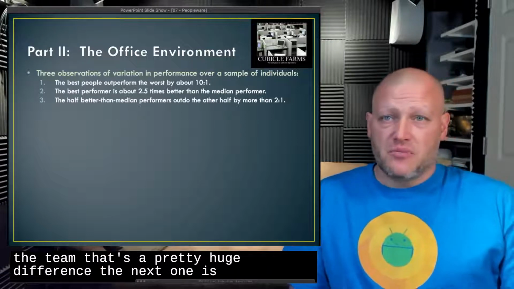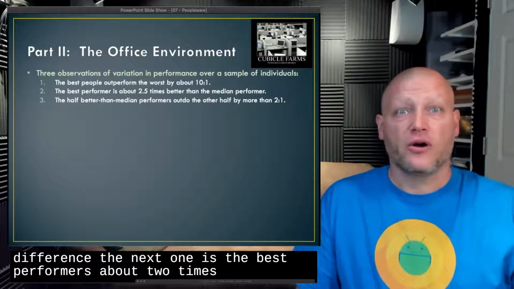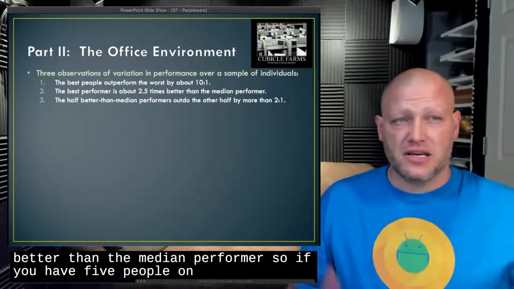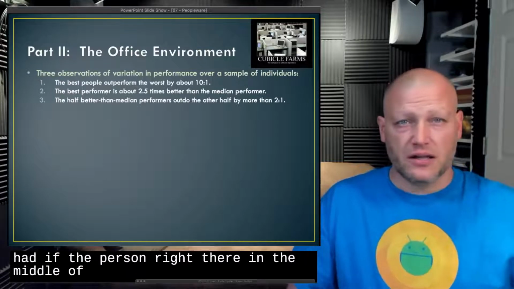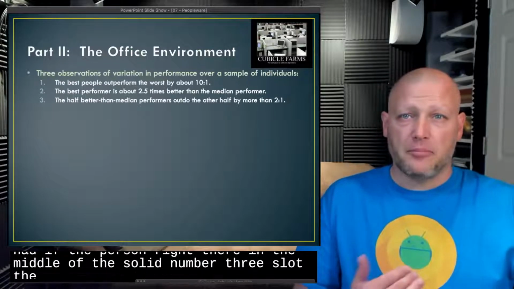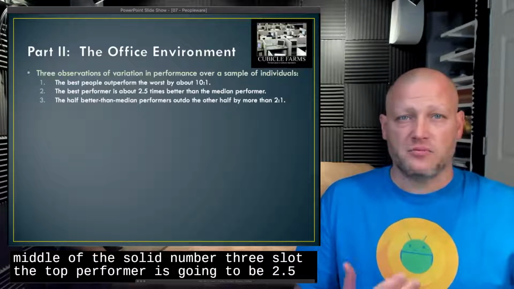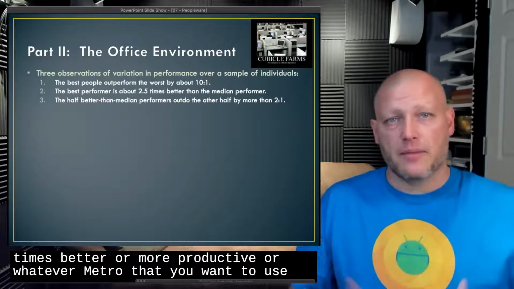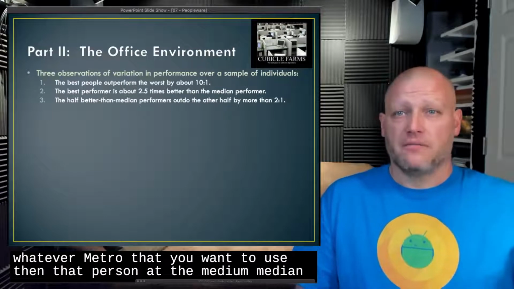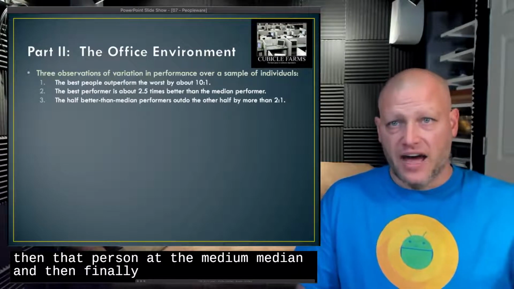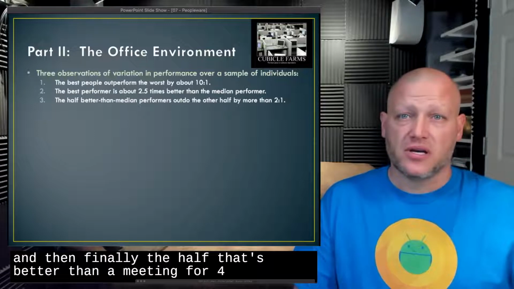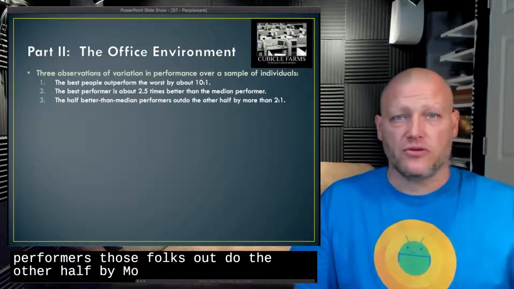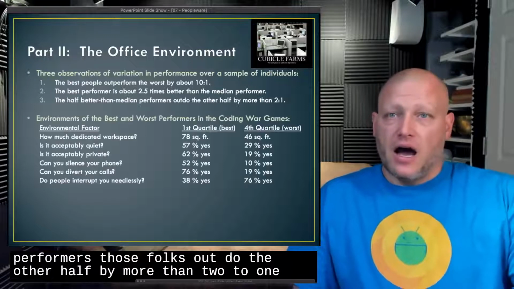The next one is the best performer is about 2.5 times better than the median performer. So if you have 5 people on a team, if you got the person right there in the middle at the solid number 3 slot, the top performer is going to be 2.5 times better or more productive, or whatever metric that you want to use, than that person at the median. And then finally, the half that's better than the median performers, those folks outdo the other half by more than 2 to 1. Okay. All right.